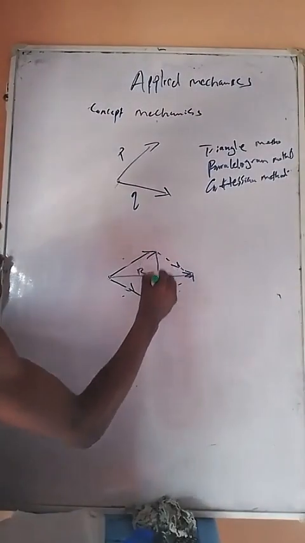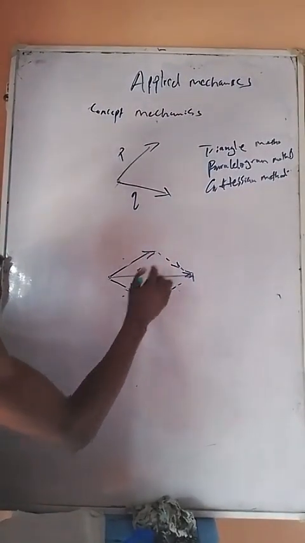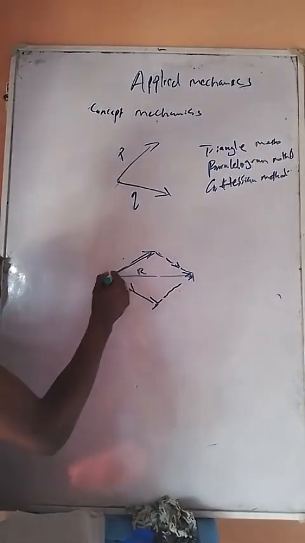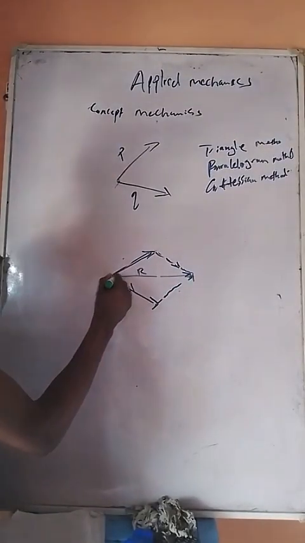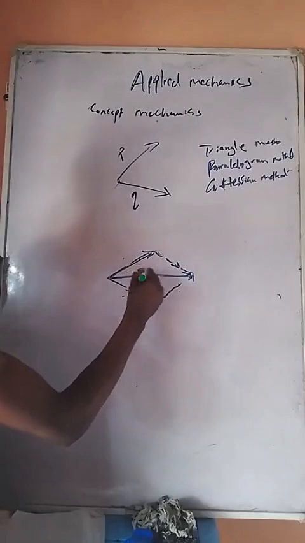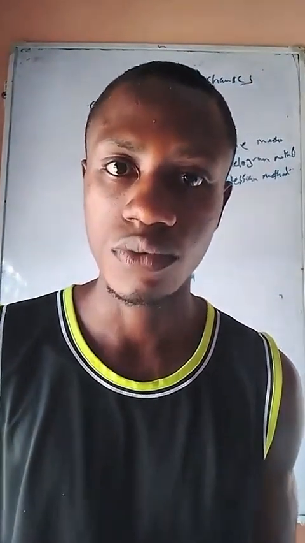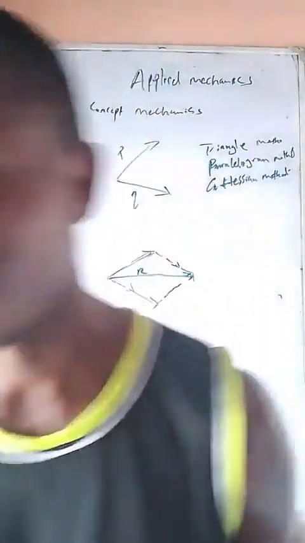It is not here. The resultant cannot be here. This is wrong, because this is only the image, the fake side. This is the real side. So the resultant must start from here. That is basically what it is. I'm going to give you a minute to look deep into it.